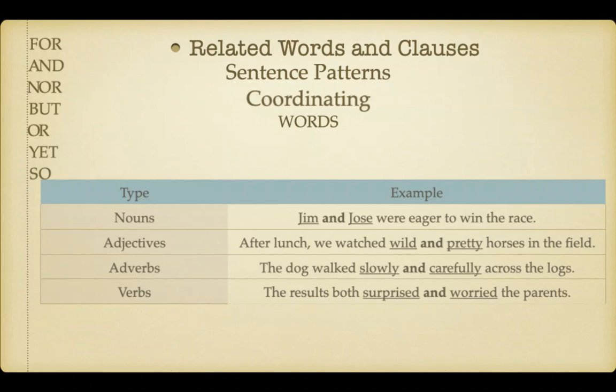Coordinating conjunctions, just as the word indicates, coordinate or join similar words or groups of words together. To remember the seven coordinating conjunctions, use the acronym FANBOYS: for, and, nor, but, or, yet, and so. The first function of coordinating conjunctions is joining two or more words, such as nouns, adjectives, adverbs, and verbs. In these examples, the coordinating conjunction and is in bold text, and the words that the word and combines are underlined.